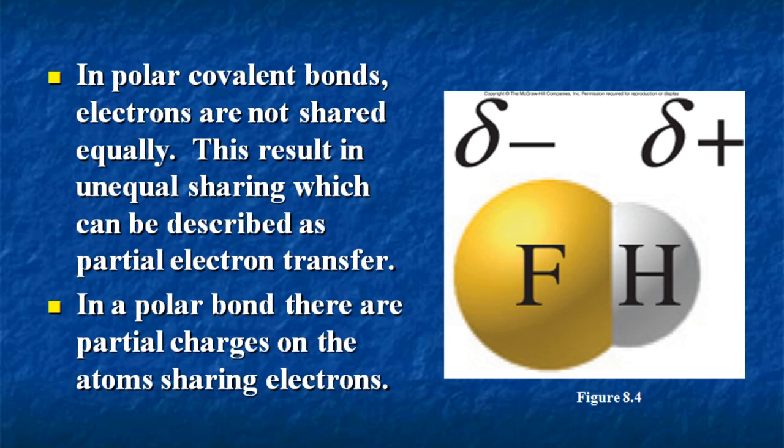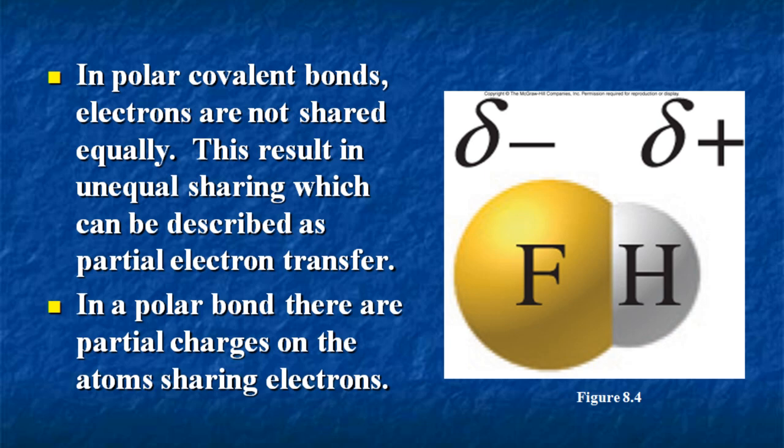So, in polar covalent bonds, electrons are again not shared equally. This results in unequal sharing, which can be described as a partial electron transfer. So in ionic bonds, remember, we said there is complete electron transfer, right? But in polar covalent bonds, they are not completely transferring it, but we can call it partial because someone is holding those electrons closer to itself than the other.